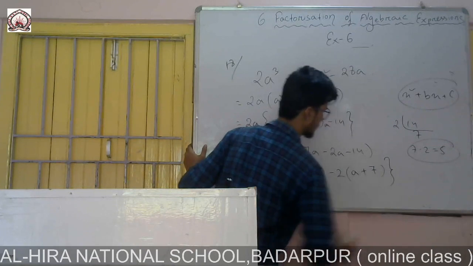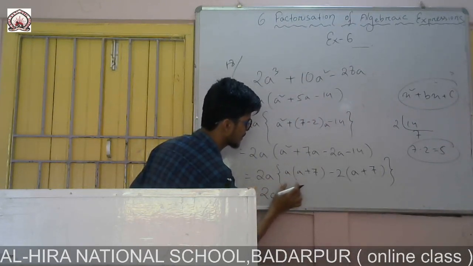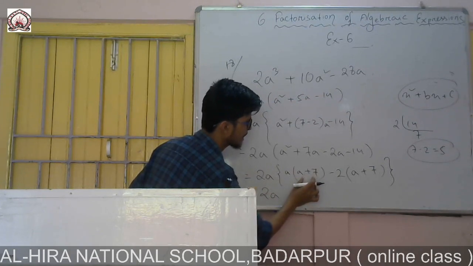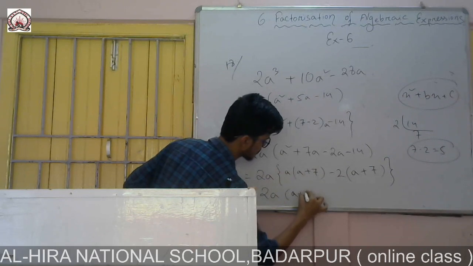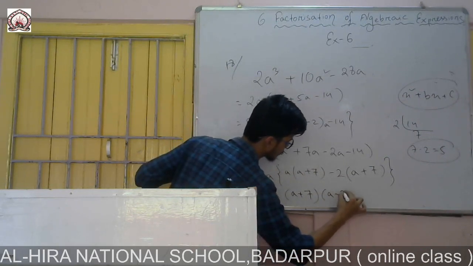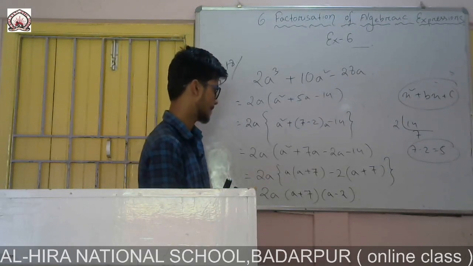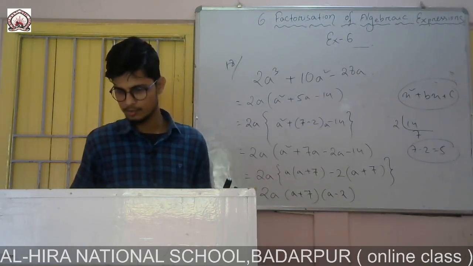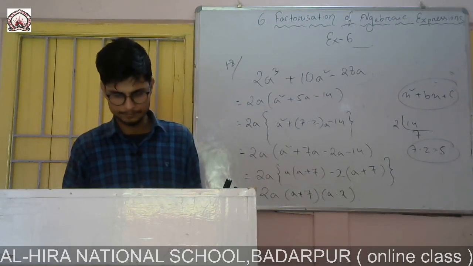So now I will give the bracket 2a, and after taking 2a, you see the factors are a plus 7, in that case common, and they are a minus 2. So I can write a plus 7 and a minus 2. So the answer is 2a, a plus 7 and a minus 2.